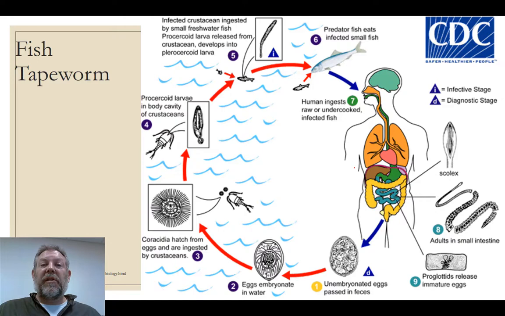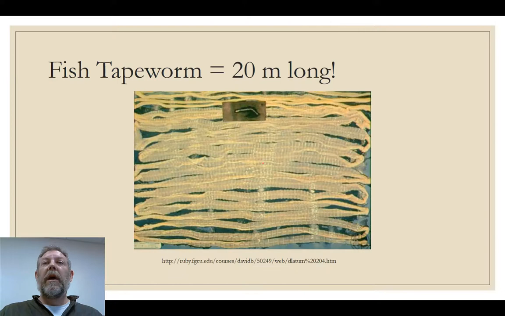And so again, you see a complicated life cycle, similar to what we've seen with a lot of the other flatworms. If the human ingests raw or undercooked infected fish, that's how you complete the life cycle and catch the tapeworm. These are famous for how long they can get. I don't know if this is a world record, but this is pretty impressive. This was pulled out of a human being. This is a tapeworm that is 20 meters long. So imagine having a 20 meter long tapeworm living in you.